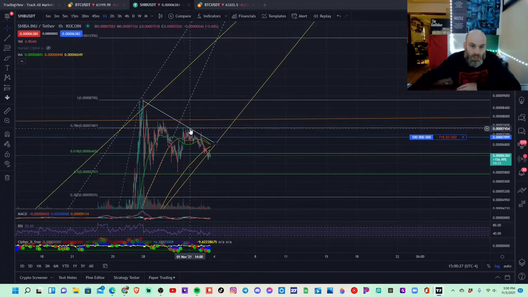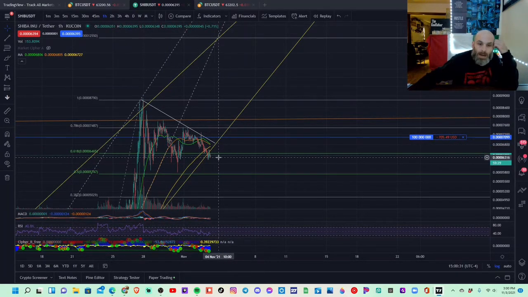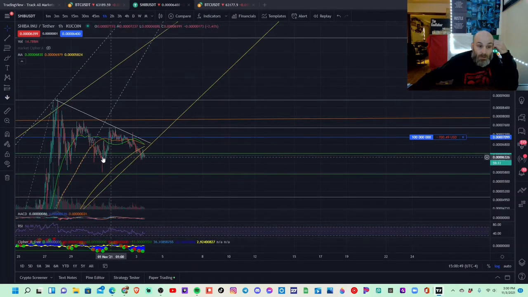Here we are. We got SHIB. I drew this line here because we had this triangle pattern coming, and it was right here. It needed to break one way or another. Yesterday it actually broke the pattern, and it looked like maybe it was going to go up, but we've hit it and it's gone back down to resistance.